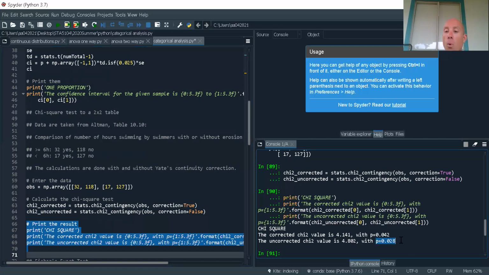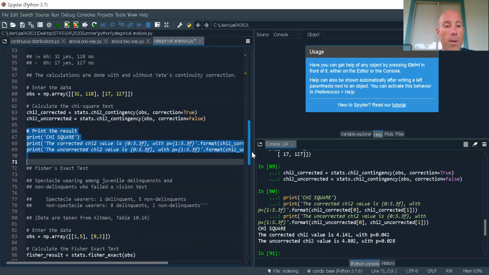Here, the p-value is 0.03. So I've got 0.03 and 0.04. That's not a big difference. Of course, there's going to be a difference in the calculations, but that's close enough that these are consistent with each other. And so either way, at the 0.05 level, I will reject the null hypothesis in favor of the alternative.